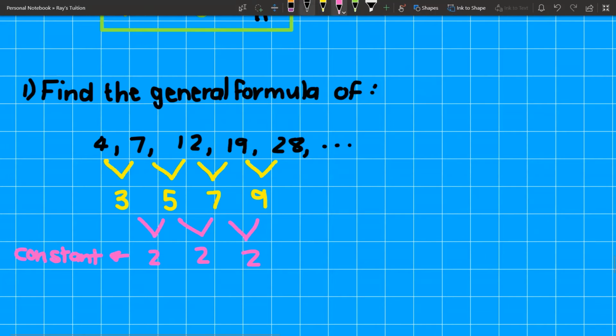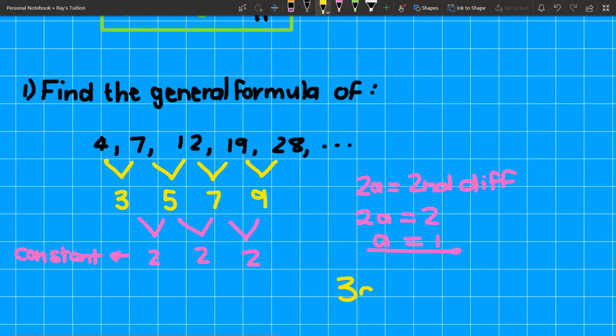So let us start with the first formula by saying 2A is equal to our second difference. So our second difference in this case is 2, so 2A is equal to 2. So we get A is equal to 1. Then we move on to the second formula and solve for the B.